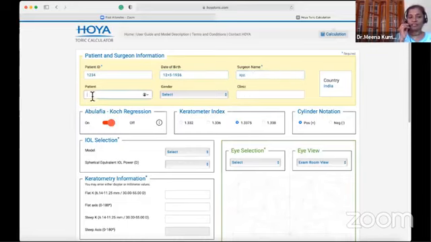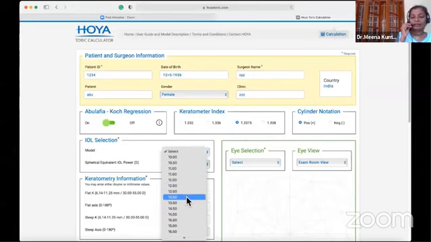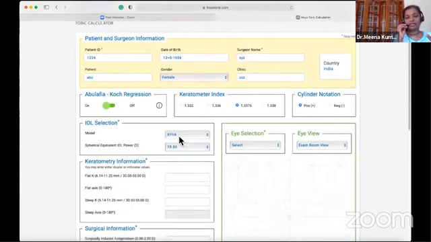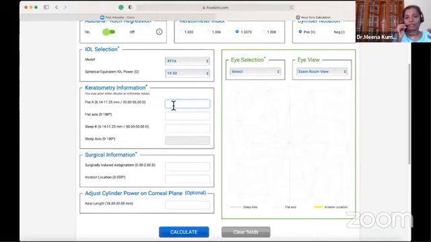And the beauty of this is the Abulafia-Koch regression formula. It is default in the off position, but we need to switch it on, especially if we are using only the anterior corneal astigmatism for the IOL power calculation. If we feed in the data of the Scheimpflug imaging, then I think we can switch it off, where the posterior corneal astigmatism as well is given. And then we feed the flat K, and then it automatically calculates the steep K 90 degrees apart.